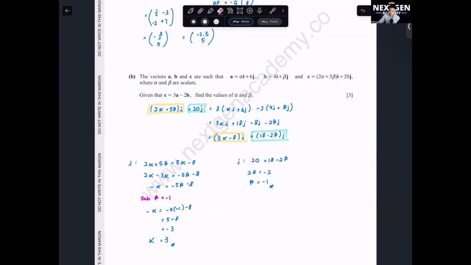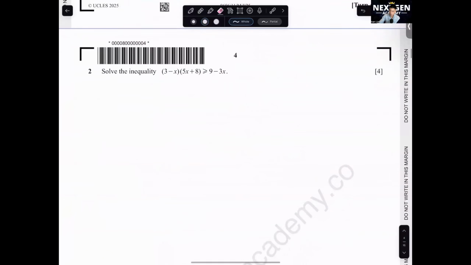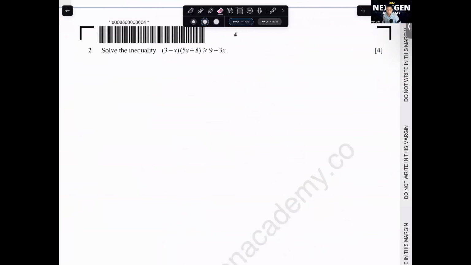All right, awesome. Let's go to question number 2. Solve the inequality: 3 minus x times 5x plus 8 is more than or equal to 9 minus 3x. This most likely will be a quadratic inequality. We open out the bracket first: 15x plus 24 minus 5x squared minus 8x, more than or equal to 9 minus 3x. We rearrange everything to one side, put it all on the left-hand side, and rearrange to ax squared plus bx plus c.